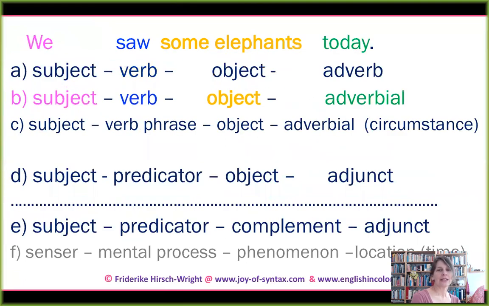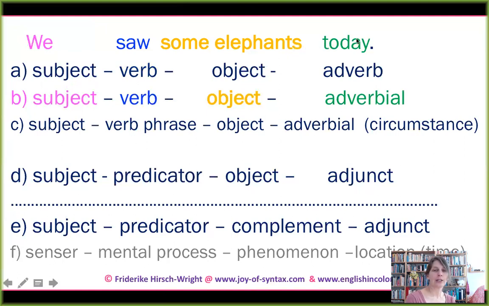We saw some elephants today. It is, again, a transitive pattern, and this time I added an adverbial that is not syntactically obligatory. Of course, whenever I use an adverbial, I find it semantically obligatory, otherwise I wouldn't use it. But if I say we saw elephants, or we saw some elephants, that is a syntactically complete clause. Now, Curme would say subject, verb, object, and adverb.